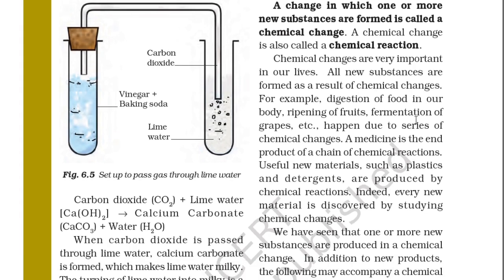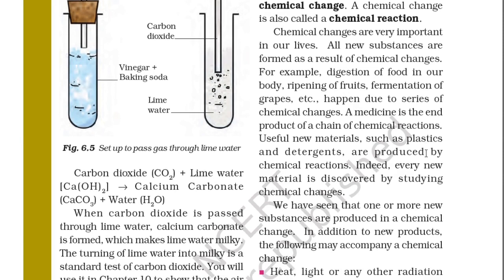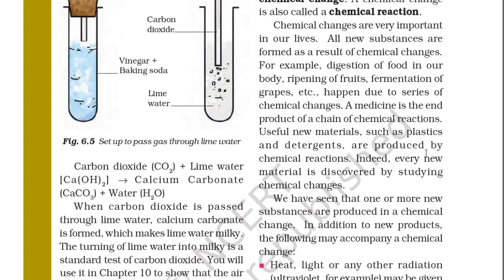For example, digestion of food in our body is a chemical change. Ripening of fruits, fermentation of grapes, etc. happen due to a series of chemical changes. A medicine is the end product of a chain of chemical reactions. Useful new materials such as plastics and detergents are produced by chemical reactions. Indeed, every new material is discovered by studying chemical changes.